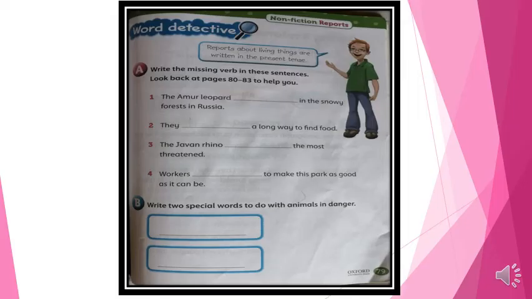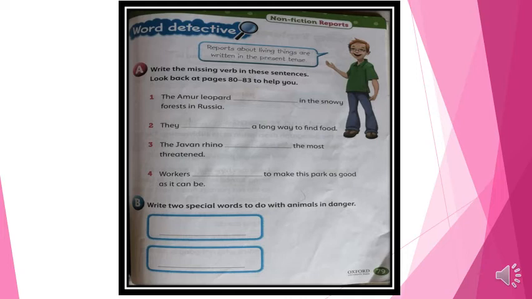Now it's time to do page number 79. Write date and day in the same way as you have written on page number 78. After writing date and day, read the question with me. Write the missing verb in these sentences. Look back at pages 80 till 83 to help you. So you can take help from page number 80 till 83 for writing these missing verbs.